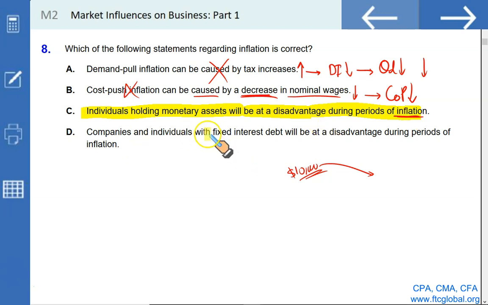Companies and individuals with fixed interest debt will be at a disadvantage during the period of inflation. This is wrong. They will be at an advantage. We just saw a little while ago in the previous question, if you hold a debt you need to pay and there is high inflation, it will be easier for you to pay the debt off because the money is losing its value. So the liability becomes manageable for you.